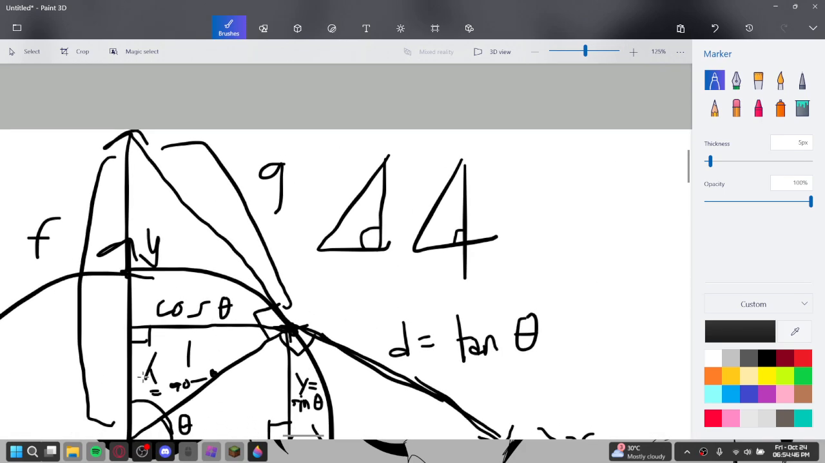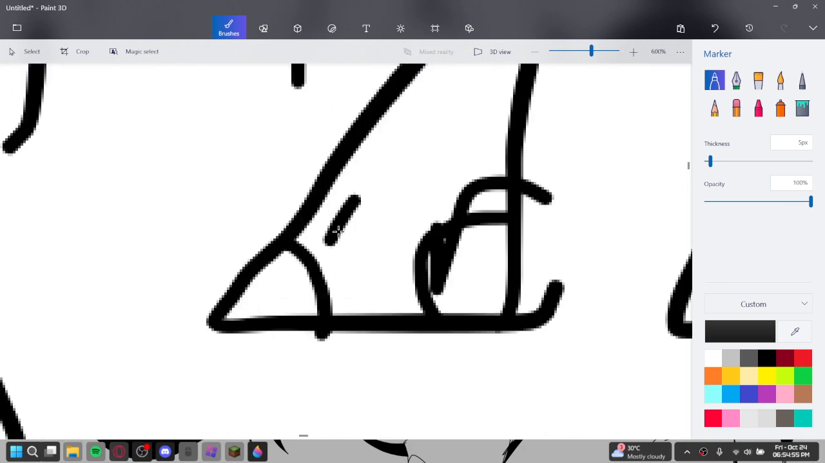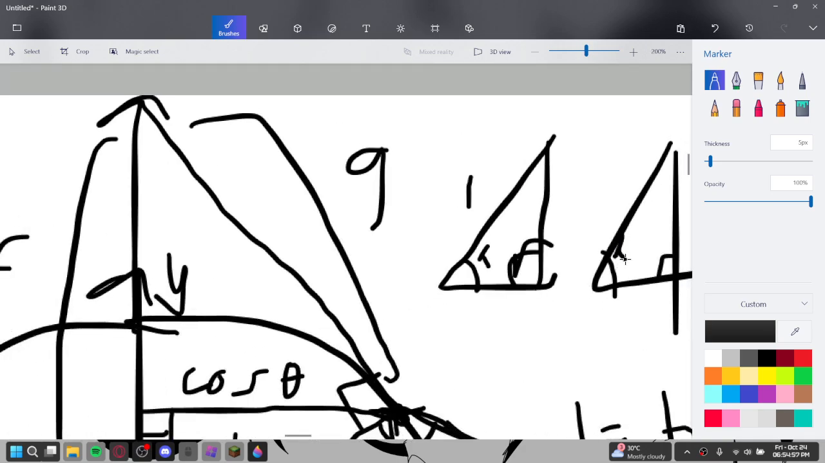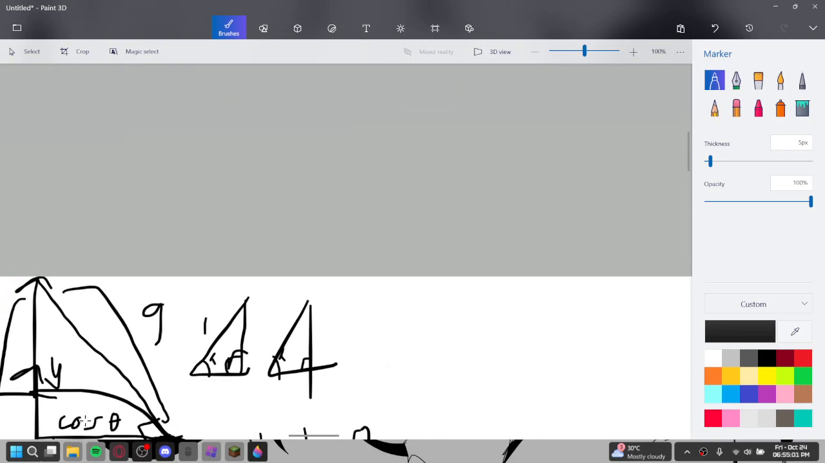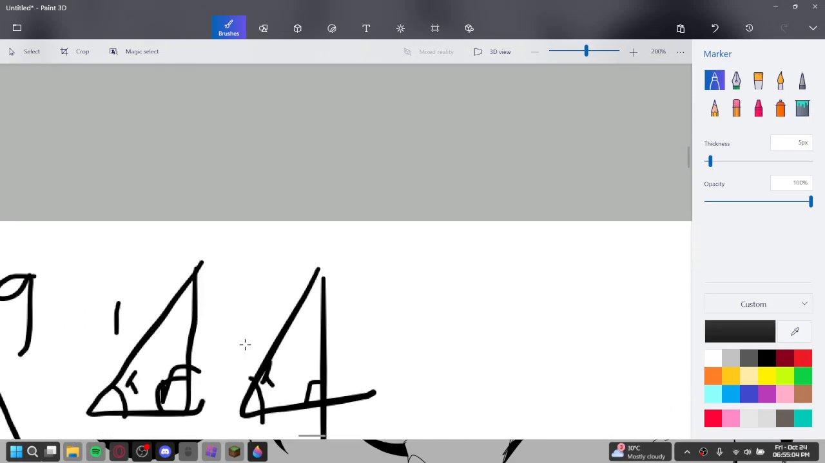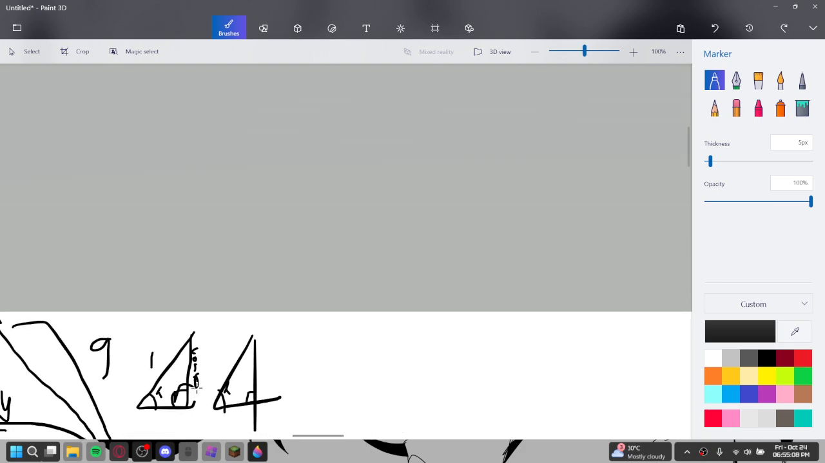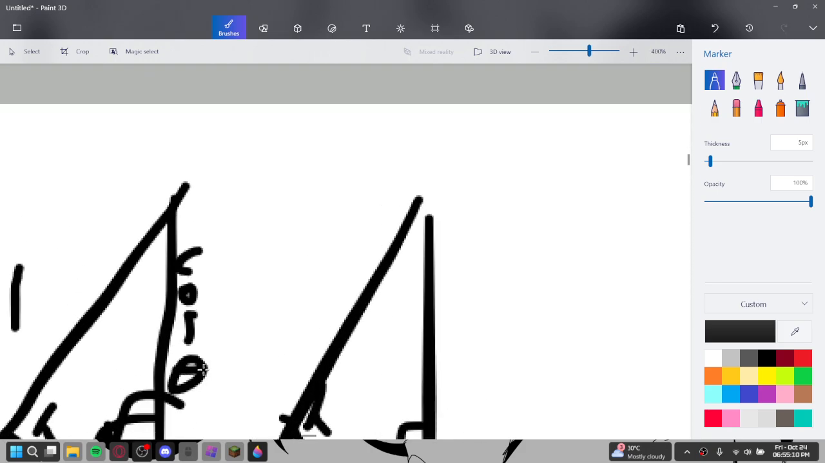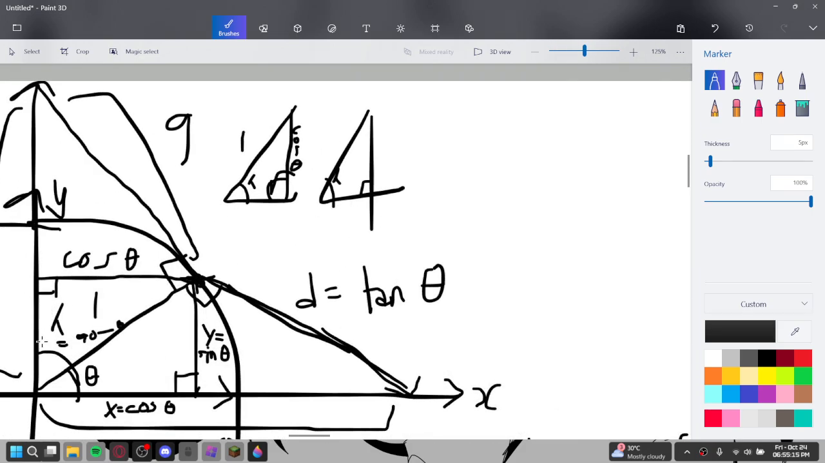So this here is the length, this is hypotenuse 1. So this is touching the right angle here. So this is just the cosine of theta. And this length here is just sine of theta. Of course, you can see why.